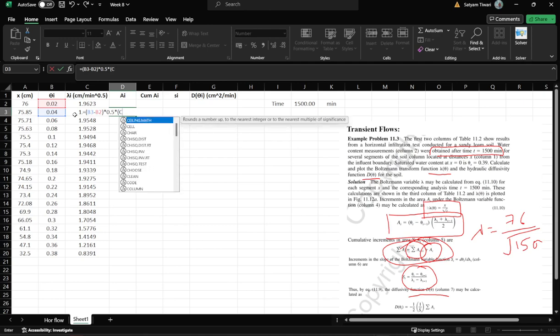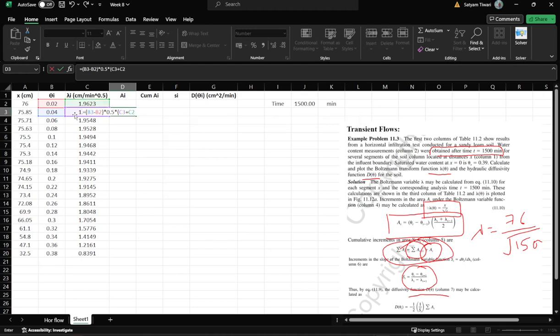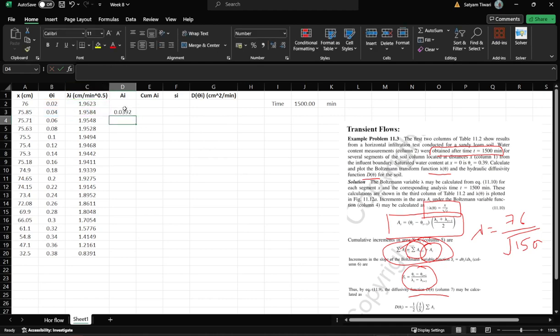So lambda I is C3 plus lambda I minus 1 is C2. Okay. We hit enter and we'll get the value of AI for this particular incremental value. Then if we copy this formula overall, we'll get the value of AI for each increment. Right.